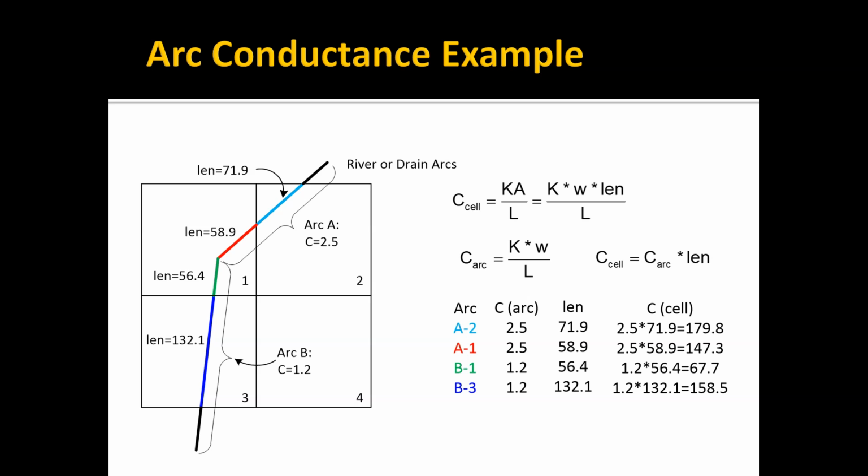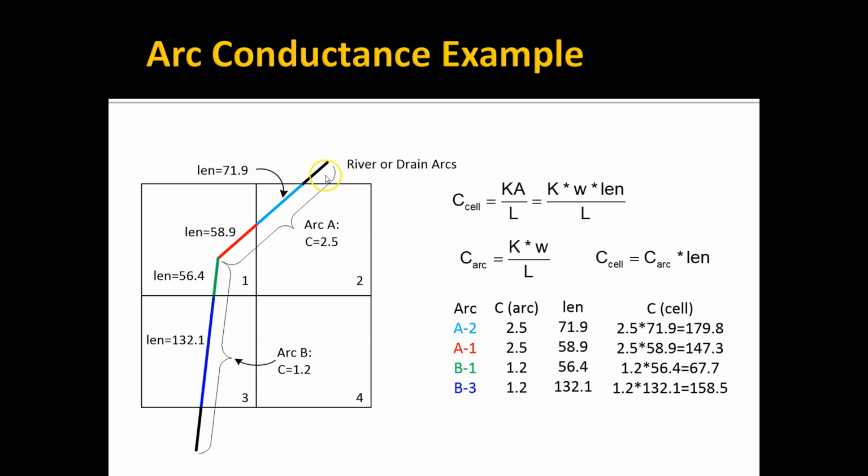On the left we have 4 cells, 1, 2, 3, 4. And then we have 2 arcs, arc A and arc B. For arc A, we have assigned a conductance per unit length of 2.5. And for arc B, we have a conductance per unit length of 1.2. And remember, the cell conductance is K times the area of flow. That's the width of the river times LEN, which is the length of overlap in an individual cell.